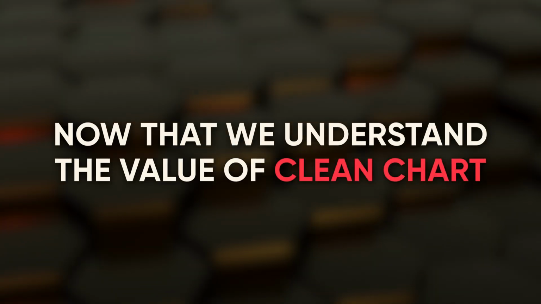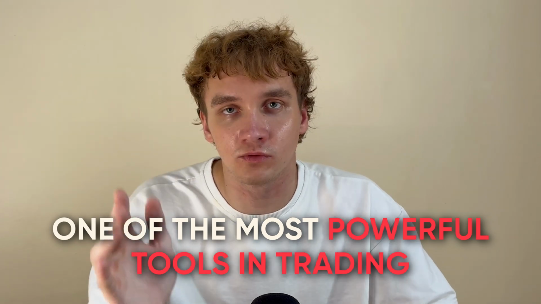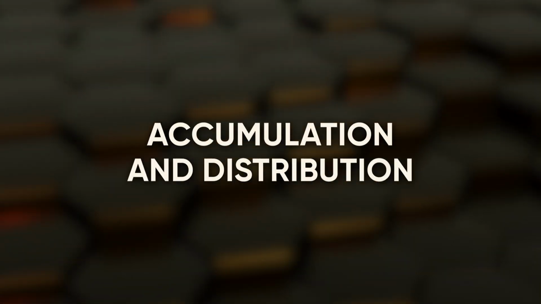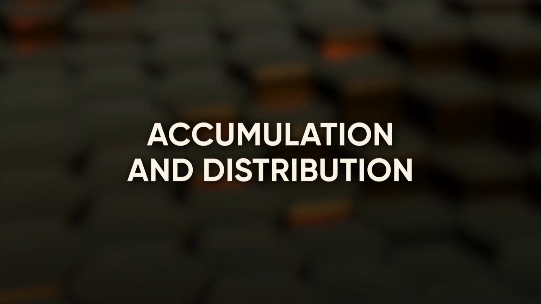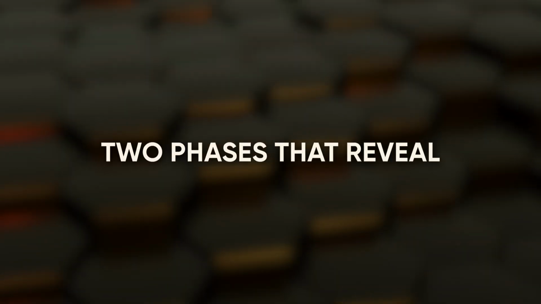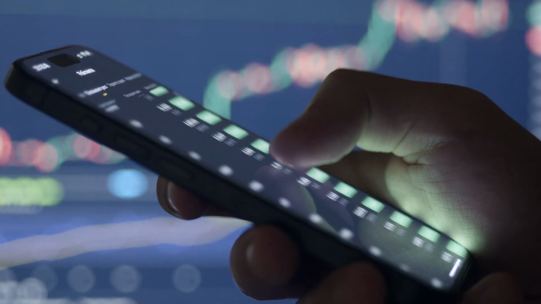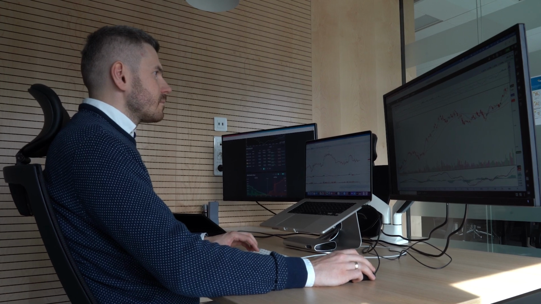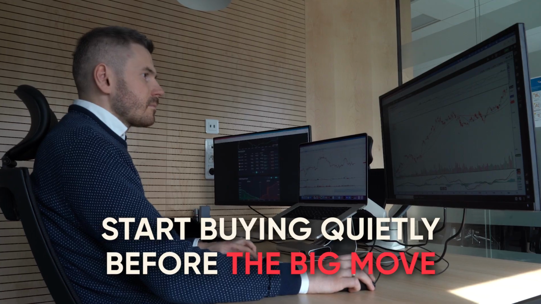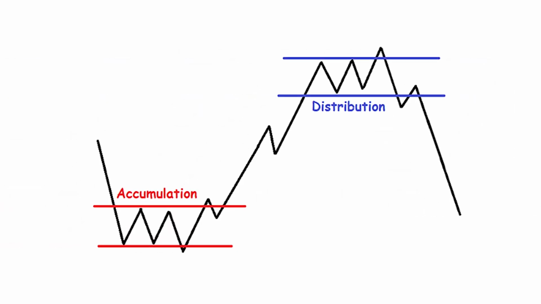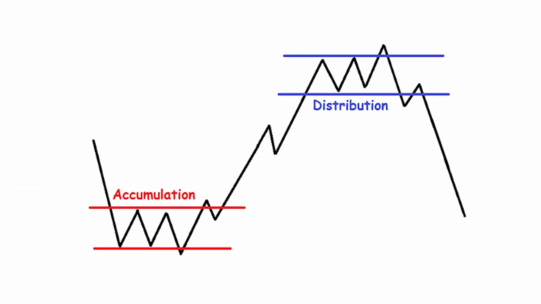Now that we understand the value of a clean chart, let's break down one of the most powerful tools in trading: understanding market phases like accumulation and distribution. It all starts with accumulation or distribution, two phases that reveal what the big players are up to. Accumulation happens when smart money, institutions or major players start buying quietly before the big move. You'll see price consolidating in a narrow range, often after a downtrend.